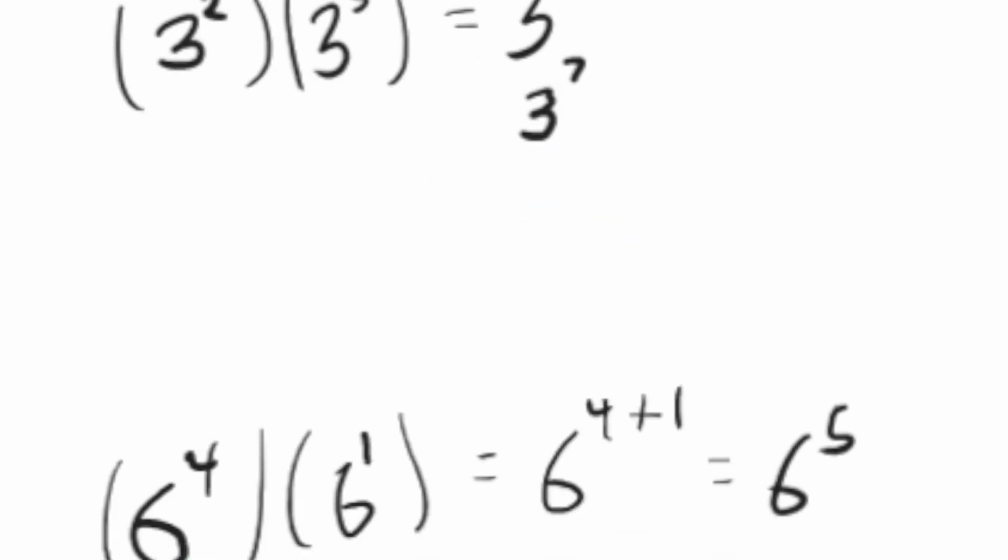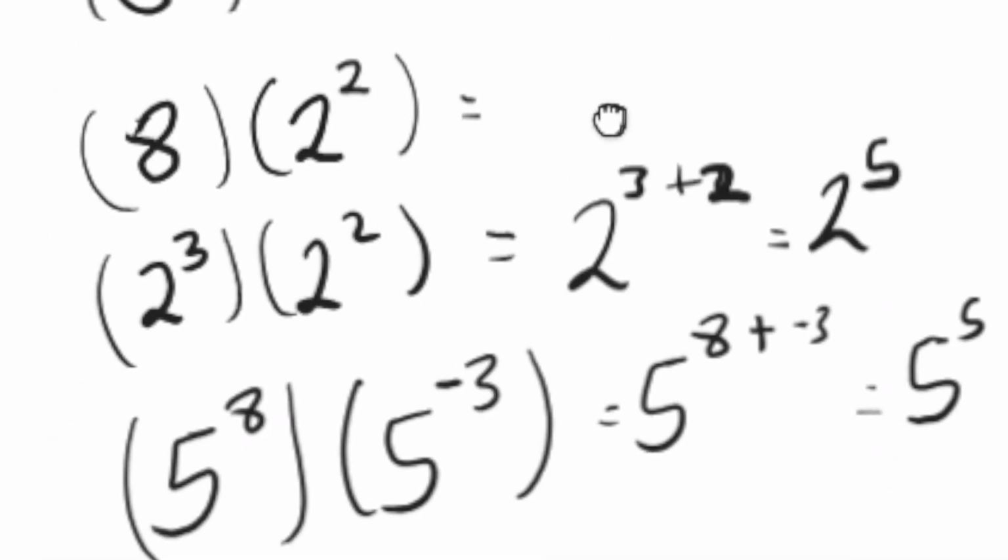Let's look at this particular example. Over here, 8 times 2 exponent 2. The bases are not the same. So what you have to do first is make the bases the same. You can write 8 as 2 exponent 3. So 2 exponent 3 times 2 squared. So now the bases are the same. So you can have 2 exponent 3 plus 2, which will give you 2 exponent 5. So that is it.